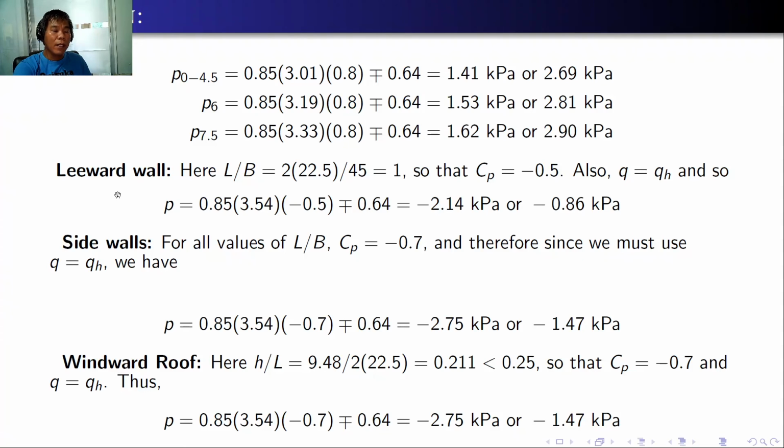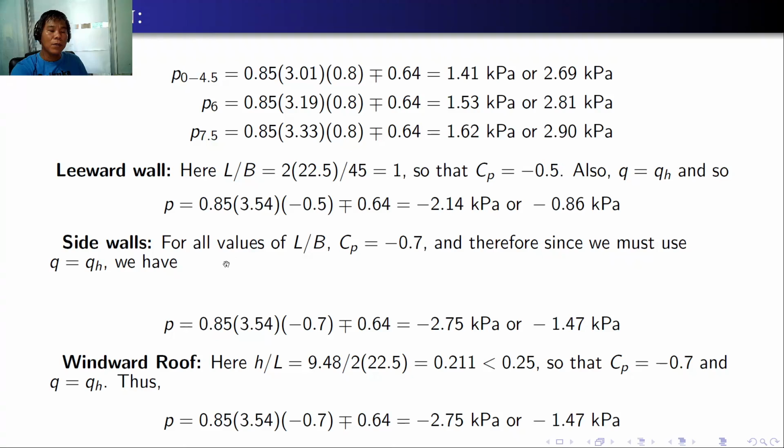For the leeward wall, according to the ratio L over B, which is equal to 1, CP is minus 0.5. Again, look at the table that I have presented to you. Then also for Q, which is equal to QH, P is 0.85 times 3.54 times minus 0.5, minus plus 0.64, so it will give us two values, which are suction. Since the result is negative, it is suction. Minus 2.14 kilopascal or minus 0.86 kilopascal.